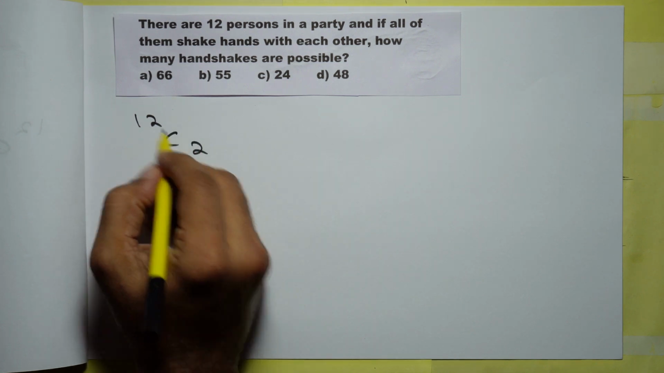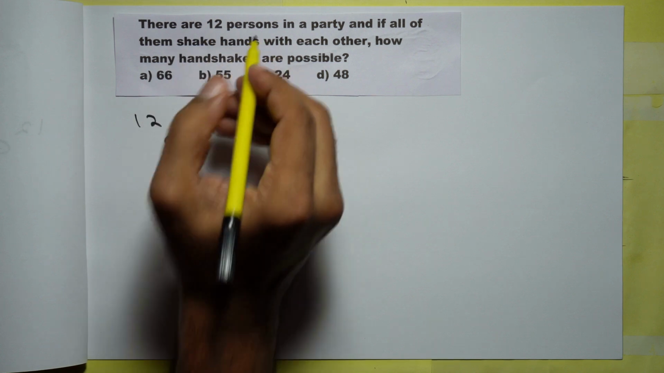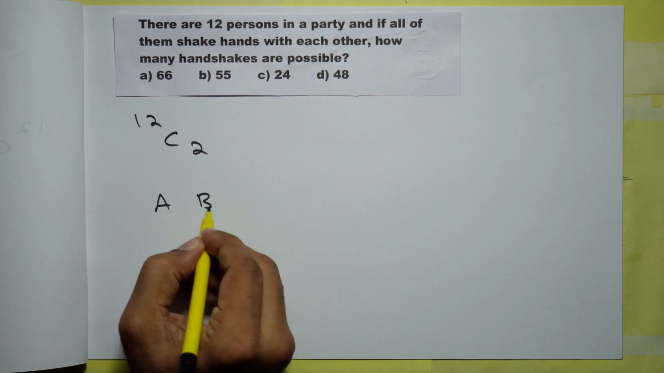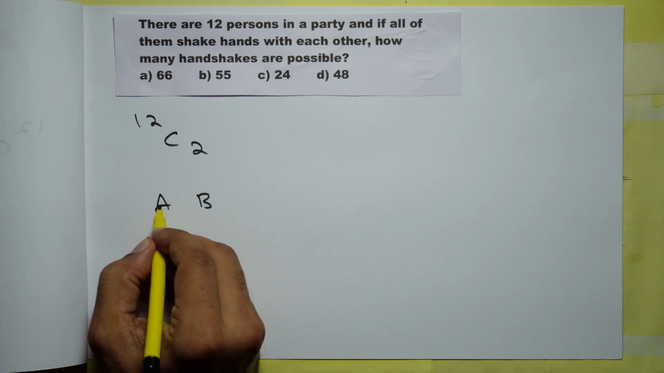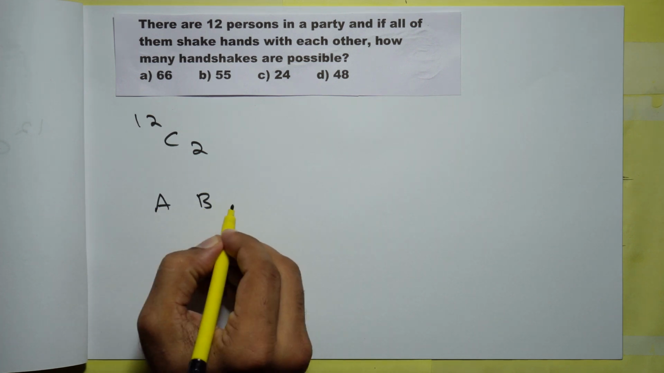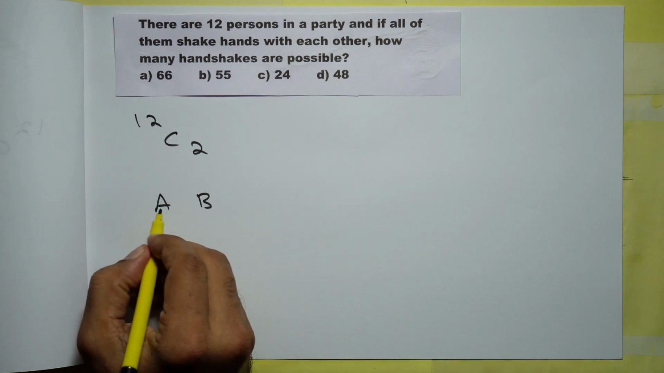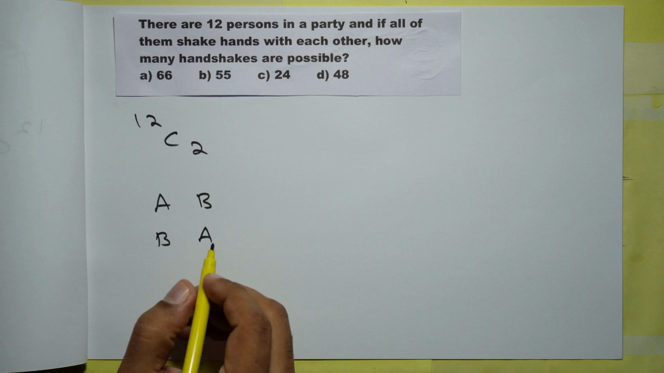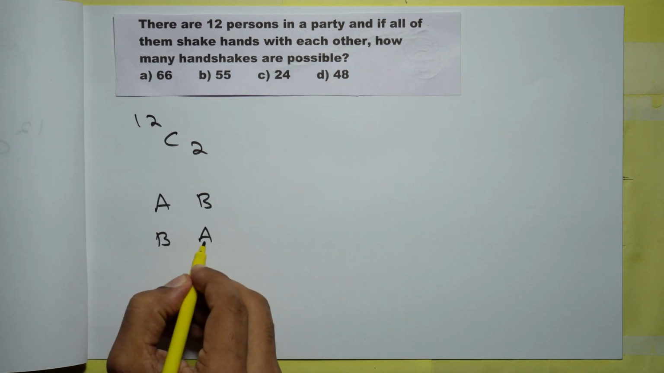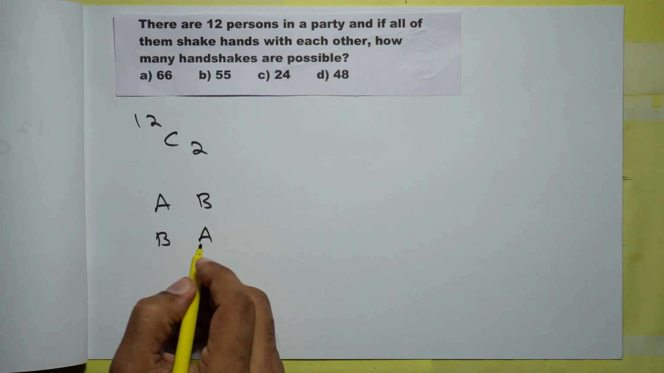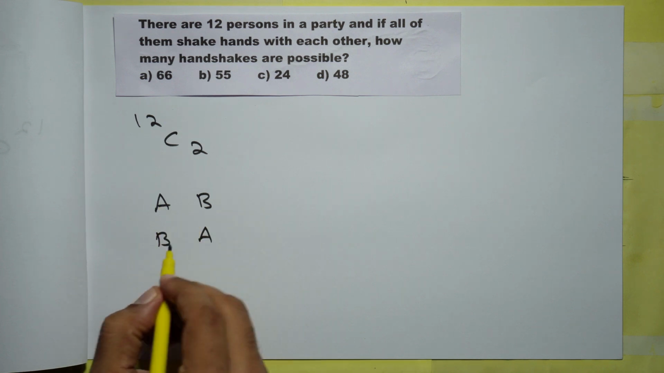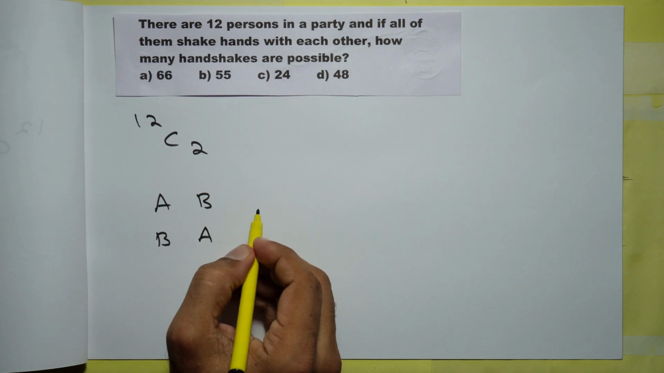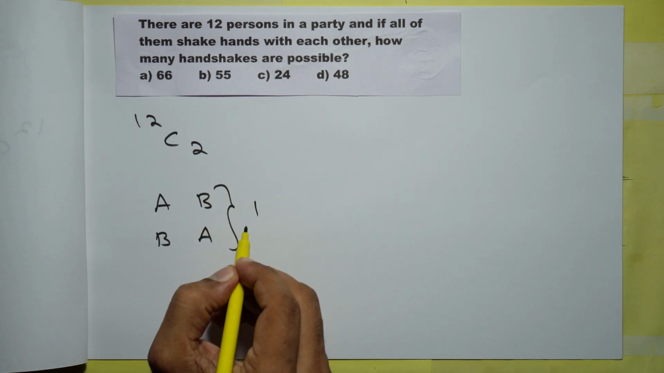Now let us take a typical example. So 12 people are there, 2 people are necessary. For example, you select A and B, 2 people A and B. Now A will shake B's hand and you will get a handshake. Now instead of selecting A and B, let us change the order. First you select B and then A. Now B will shake A's hand and you will get a handshake. But you can see that AB is actually same as BA. Now who initiates a handshake doesn't matter. The handshake is actually one and the same.